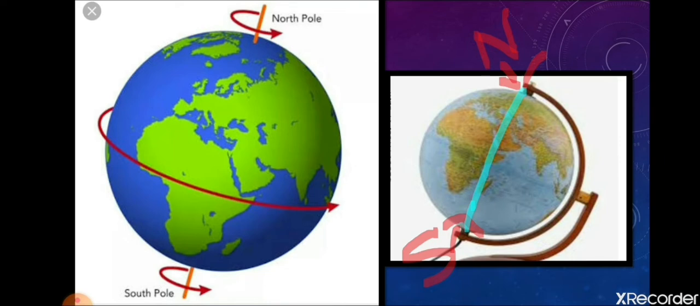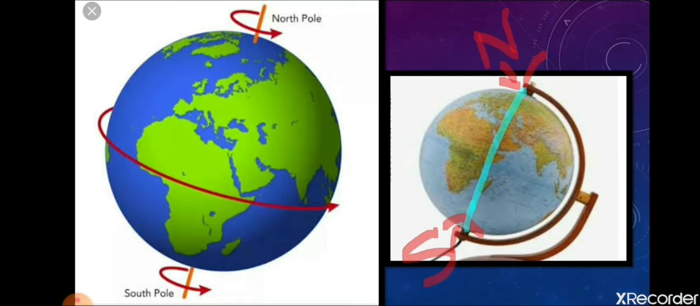As you can see, in the north direction there is the north pole, and in the south direction there is the south pole. Our earth rotates from west to east. The motion of our earth is from west to east.